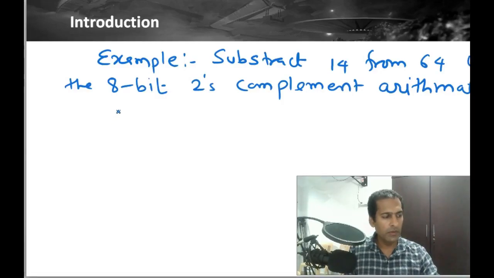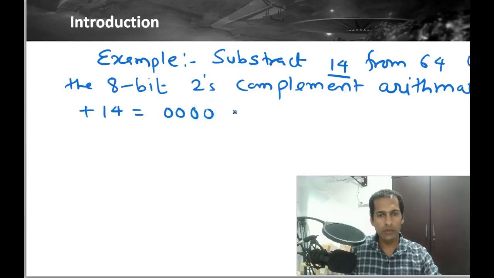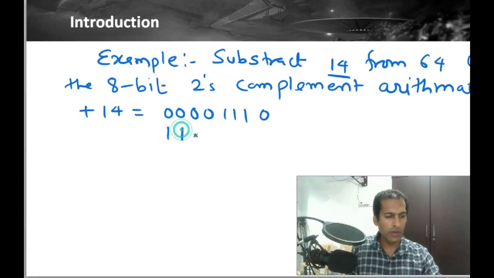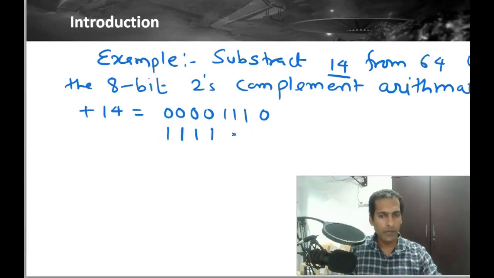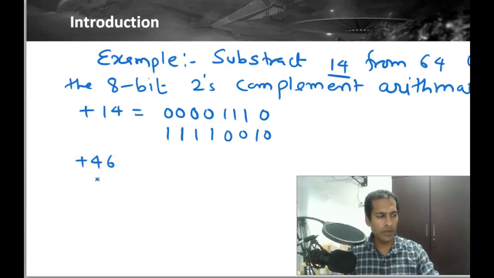So first what we have to do, plus 14 we will write in the 1's complement, and then we will take 2's complement. Say plus 14 is equal to 0 0 0 0 1 1 1 0, and in 2's complement we will get it as 1 1 1 1 0 0 1 0.